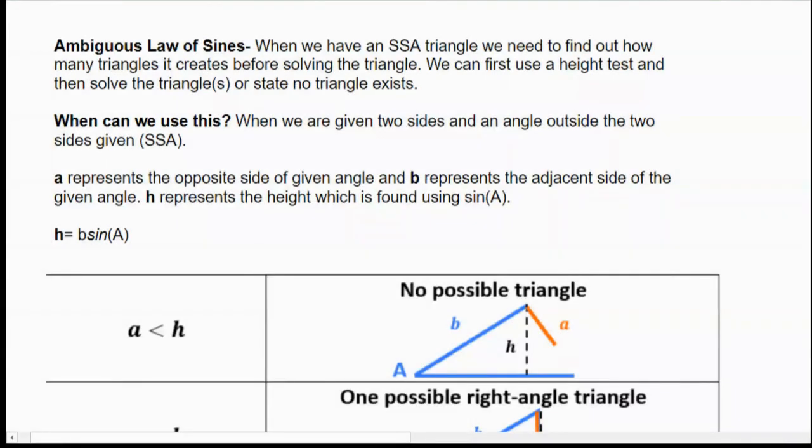All right, so ambiguous law of sines. Basically, when we're given a side-side-angle triangle, where we have two sides and an angle that's outside of them, we don't know how many triangles that could create. There's a bunch of different situations.